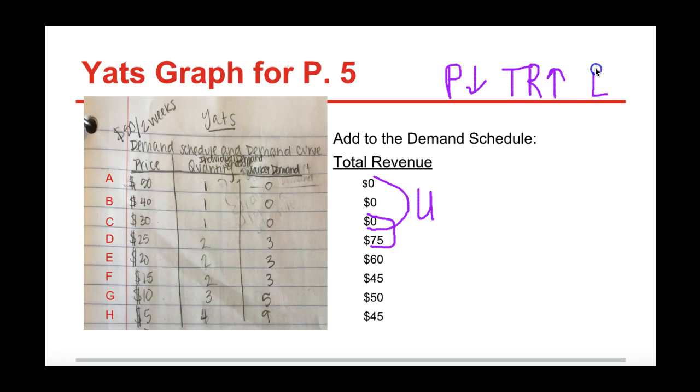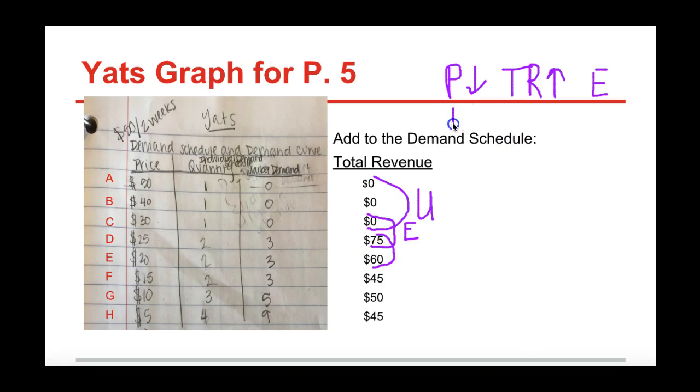Hopefully you said that it was elastic. So anytime they go in opposite directions, it's elastic. Now, going from D to E, we have our price is still going down. But look at what happened to our total revenue. Our total revenue went down as well.